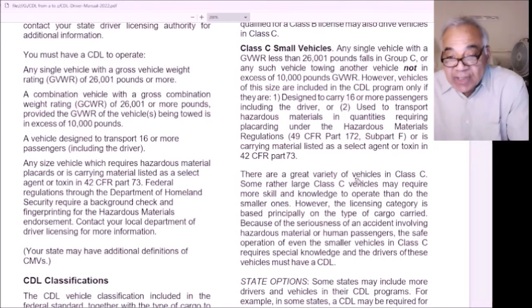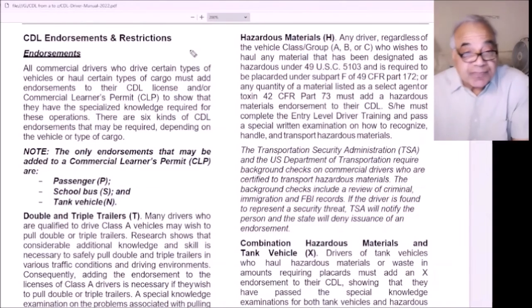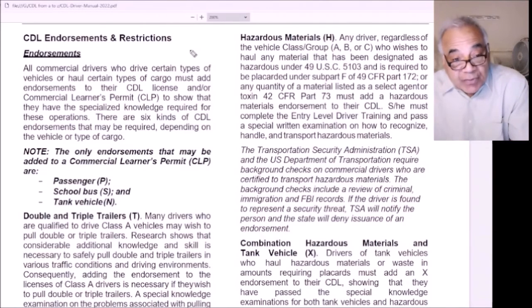That is Class C. Under Class C, there are many varieties of vehicle that require more skills. You can consider Class C a specialized field of cargo. The cargo describes the nature of the class, not the weight. Now we have the commercial driver license, A, B, and C. If you need endorsements, which means permits, endorsements are permits to transport a special kind of cargo or passengers.